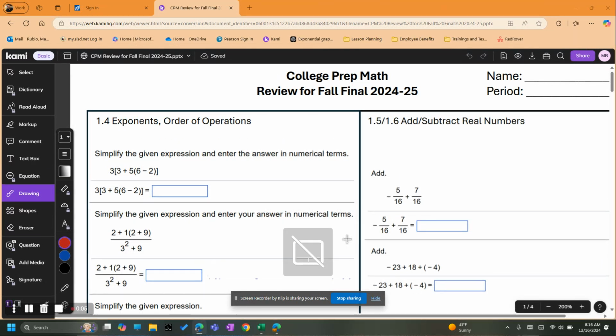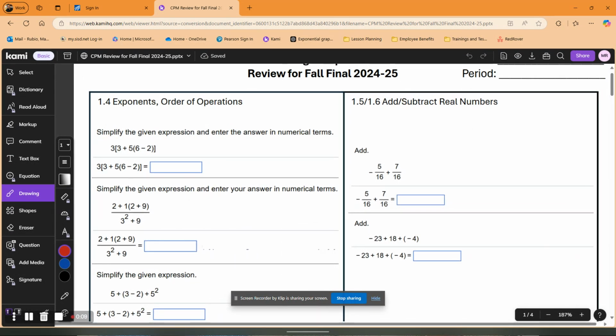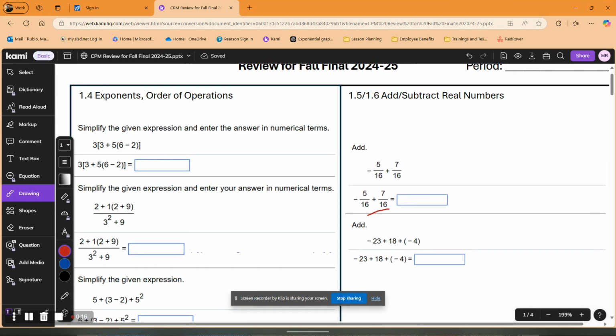I'm going to go ahead and start going over some of the stuff from the review. I'll take this video and do the first page of the review. So it's going to be 1.4, exponents and order of operations. Let's just take a look at a couple of these examples.